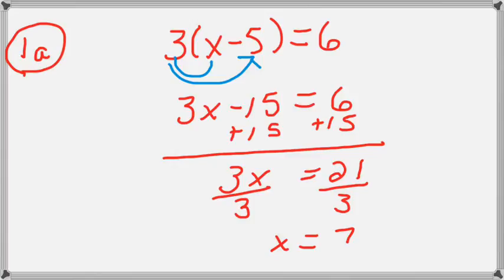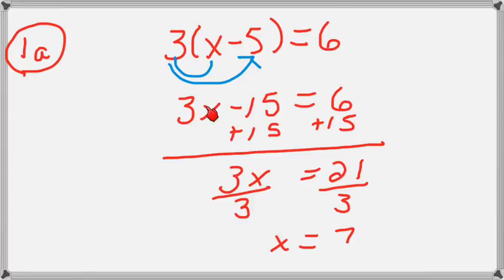This problem is asking me to solve for x, and first I have to distribute to get rid of these parentheses. Distributing just means to multiply the 3 times the x, and then the 3 times the negative 5. 3 times x is 3x, and 3 times negative 5 is negative 15, and then I drop the equal sign, and I drop the 6.